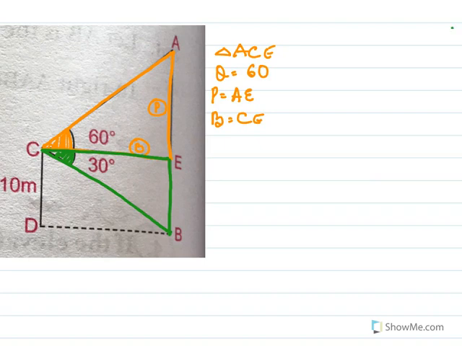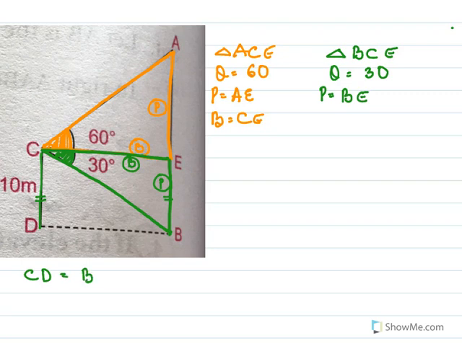So we'll have triangle BCE. Here is the perpendicular, and this is the base. So theta is 30, perpendicular BE. Now we see BE is equal to 10 meters because BE equals CD. I'll just rewrite it here: CD equals BE equals 10 meters. The base is CE, and we don't know it.